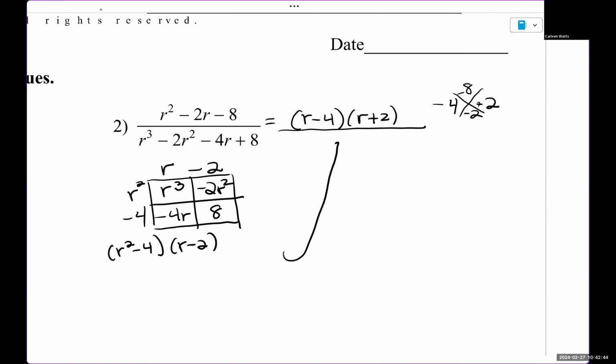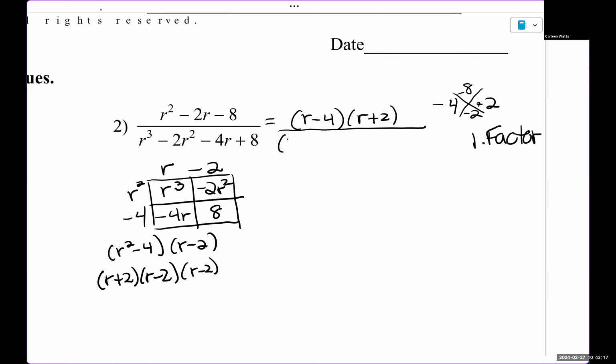Okay, and we're going to put it up here. But what do you notice about this right here? Okay, so we're going to factor that again. So we're going to have R plus 2, R minus 2, and bring down the R minus 2. You with me? How are we doing, Zoomers? So factor the top. We're going to write R plus 2, R minus 2, R minus 2.